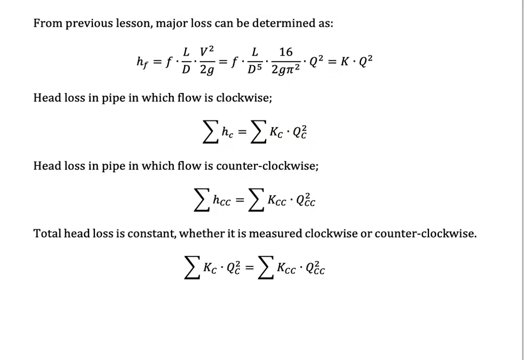Okay, we assume that the losses for each section are the same, so we could write it like this. We have hf equal to fL over D times V squared over 2g, and then we simplify it into this term, and write it as K times Q squared. So it means that the Q here is actually equal to this term.